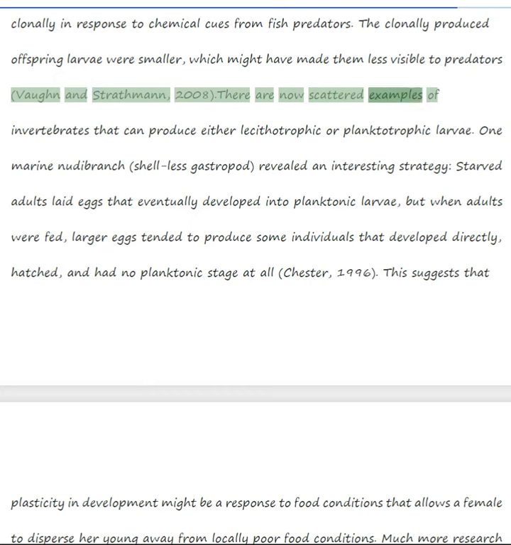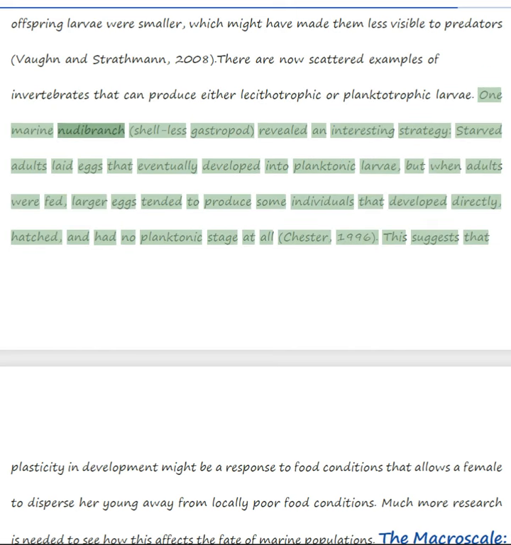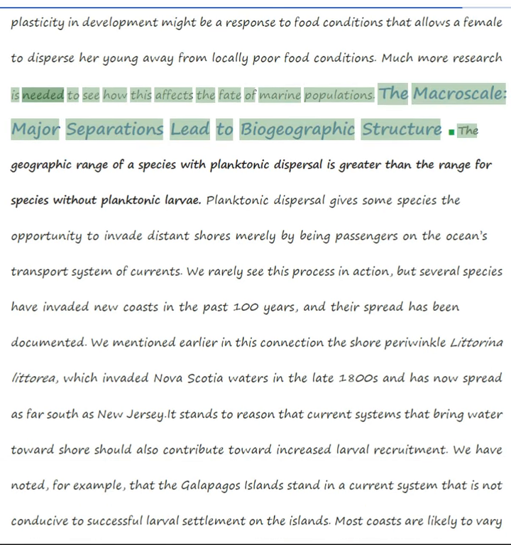There are now scattered examples of invertebrates that can produce either lecithotrophic or planktotrophic larvae. One marine nudibranch revealed an interesting strategy. Starved adults laid eggs that eventually developed into planktonic larvae, but when adults were fed, larger eggs tended to produce some individuals that developed directly, hatched, and had no planktonic stage at all. This suggests that plasticity in development might be a response to food conditions that allows a female to disperse her young away from locally poor food conditions. Much more research is needed to see how this affects the fate of marine populations.